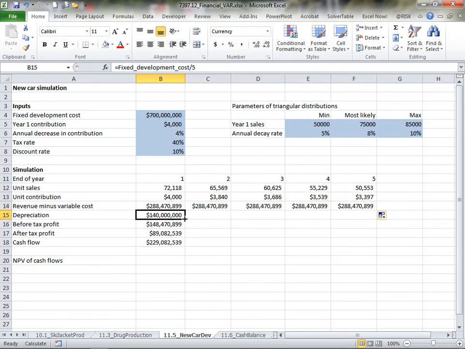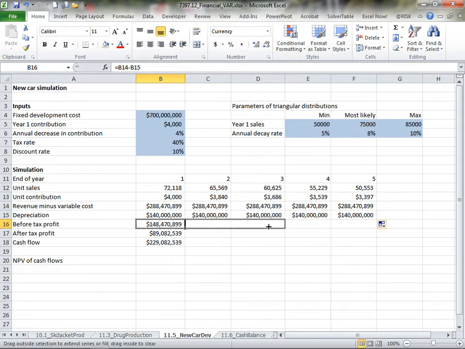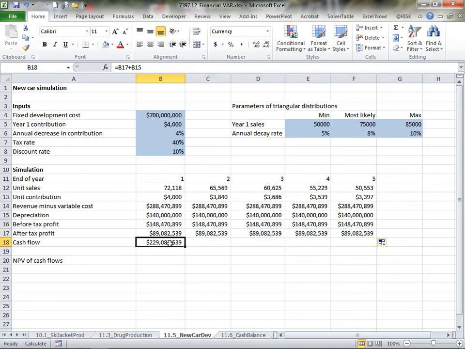And I know I can copy the depreciation formula across. So my before tax profit, well, I can copy that across. My after-tax profit, since I've got the tax rate as a named cell, I can just copy that across. And then finally my cash flow, I can copy that across. So everything else is just a repeat, right? Keep in mind I haven't hit F9 yet, so I don't have all these numbers. I've just basically copied the same numbers. I haven't changed them yet.